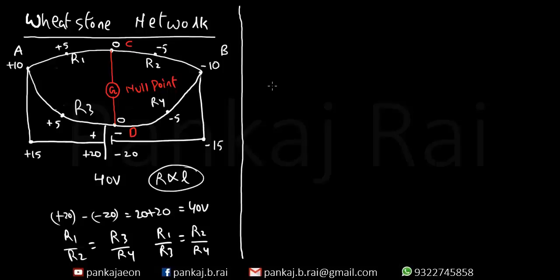Now what about the numericals? Numericals are very simple. They ask you something like, there are 4 resistances, 5, 10, 15 and X, which are connected in series to form a Wheatstone network.